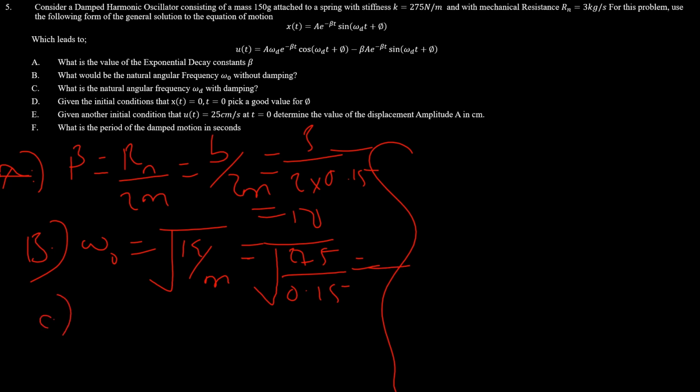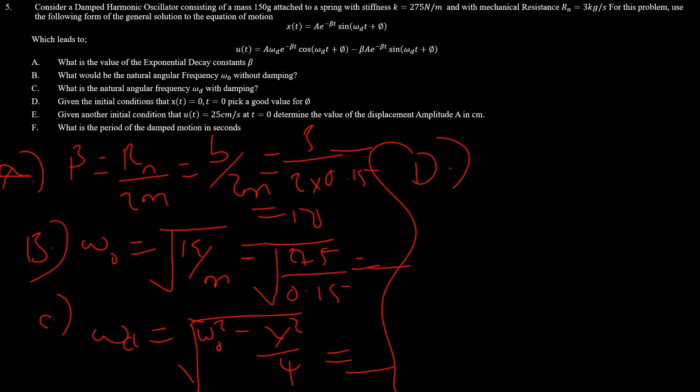So C is the natural angular frequency, omega d. Omega d is simply, how do you get it? Simply the square root of omega naught square minus gamma square over 4. So if you substitute for omega naught square and substitute for gamma, you already know what gamma is. Gamma is b over m. If you put in the final answer, whatever you get is omega d.